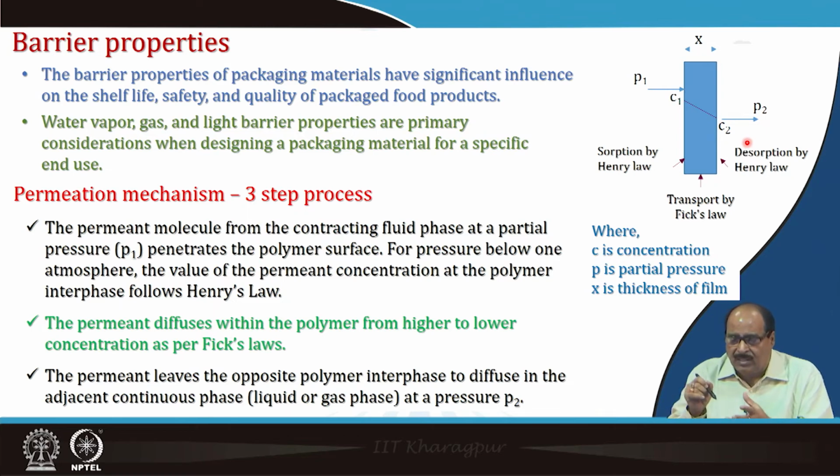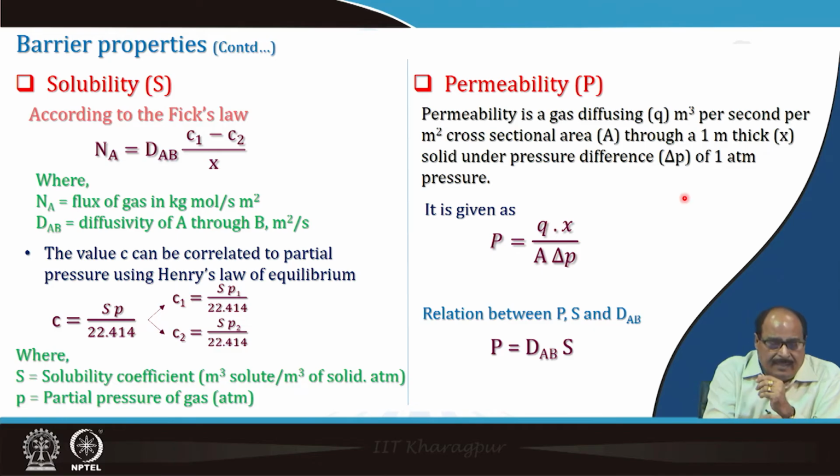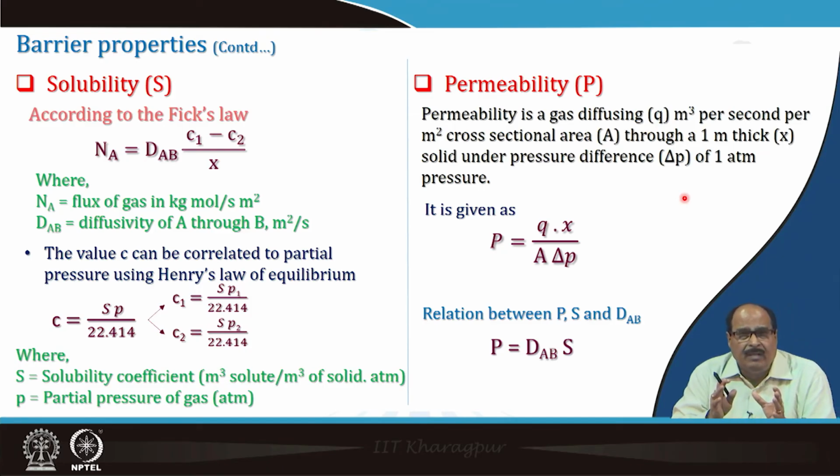C is the concentration, P is the partial pressure and X is the thickness of the film. Then solubility, according to Fick's law, N_A is equal to D_AB (C1 minus C2) by X, where N_A is the flux of the gas and D_AB is the diffusivity of A through B.